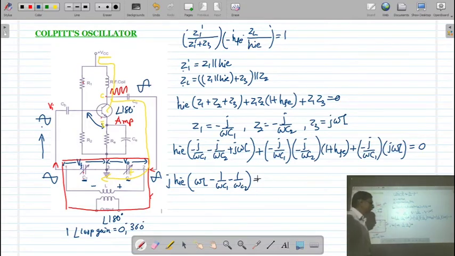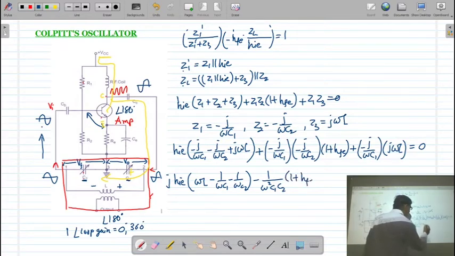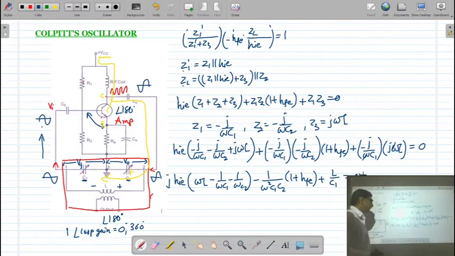Then the second term. Here in the second term, J into J is J square, which will be minus 1. And minus minus is going to be positive, so this term is going to be negative. So it will be minus 1 upon omega square C1 C2 into 1 plus HFE. Correct? And the last term, J into J, J square, that is minus 1, minus minus plus 1. Here omega will be cancelled, so we can have L by C1 and that is equal to 0.